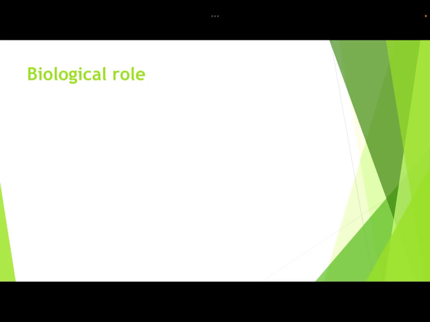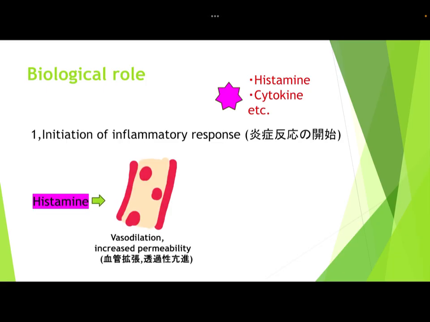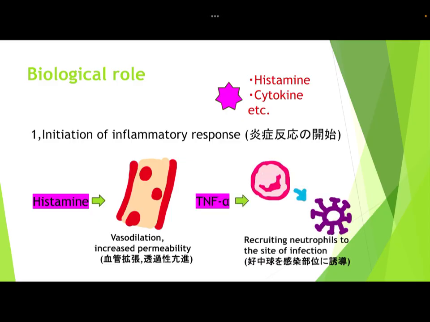Next, we will discuss the biological role. The key substances here are the released histamine and cytokines. First is the initiation of the inflammatory response. For example, histamine causes vasodilation and increased permeability. Additionally, TNF-alpha directs neutrophils to the site of infection.